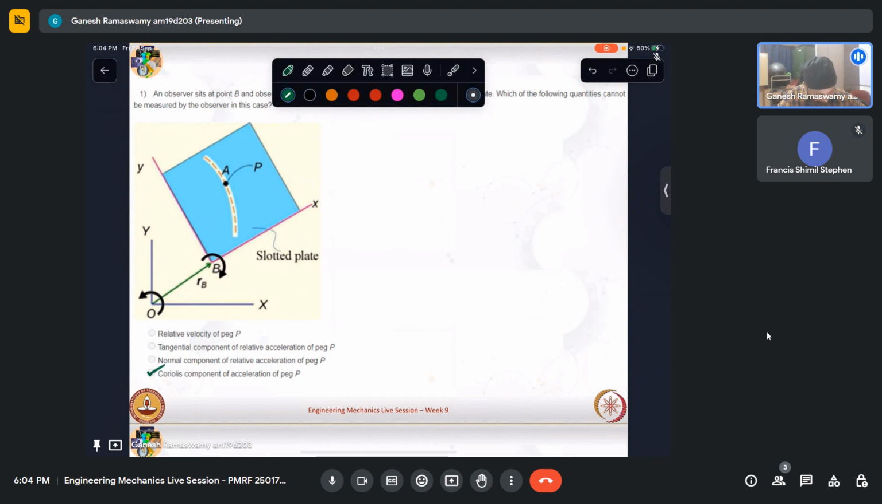Hence, the Coriolis component cannot be measured, which is why this is actually a non-inertial reference frame. In order to make this inertial, it needs a correction, which is the Coriolis component. That needs to be added to the acceleration evaluation made by the person rotating with the frame.